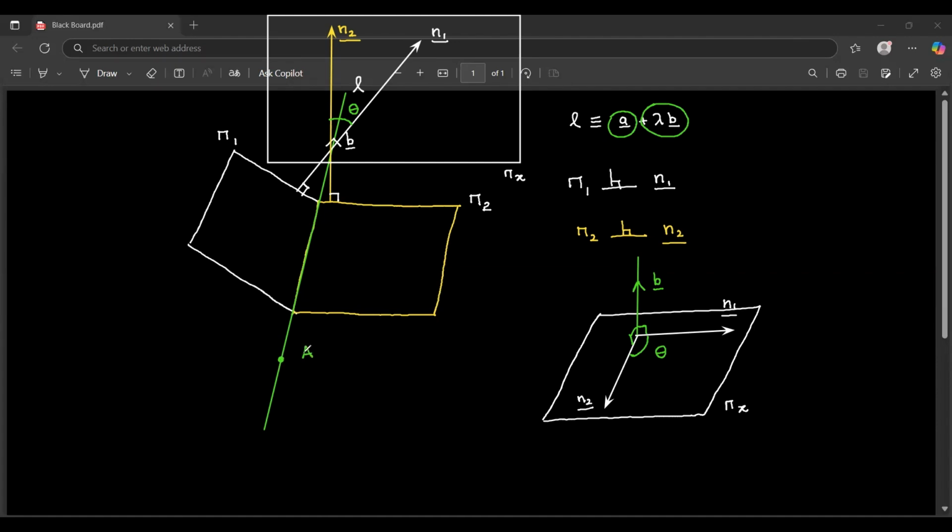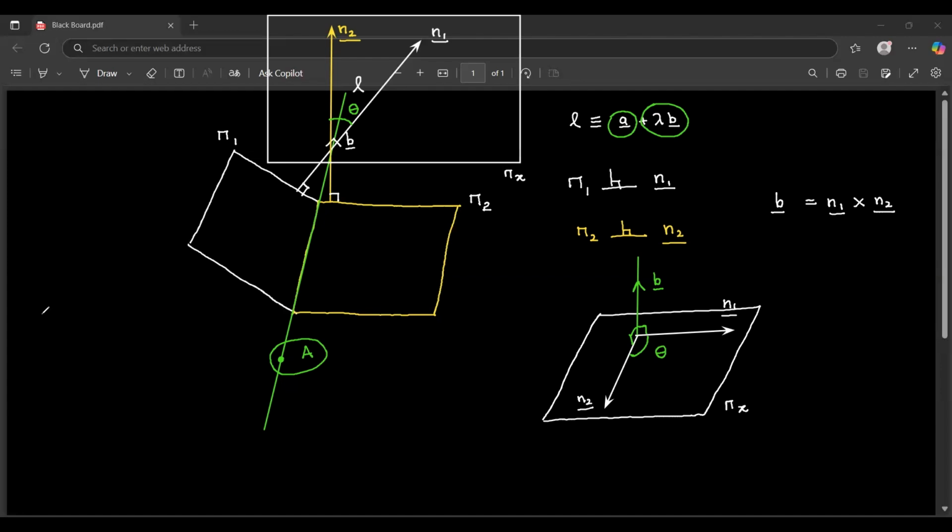By using this data, and these two vectors n1 and n2 that are perpendicular to b, we can find the vector equation of the line L. How can we find b? Since b is perpendicular to n1 and n2, b will be the cross product of n1 and n2. So this is how you have to do this question.